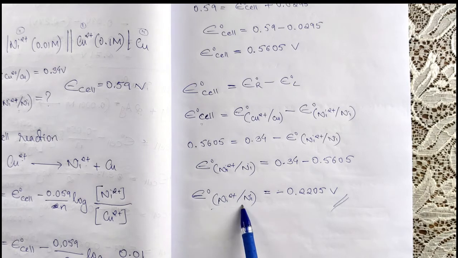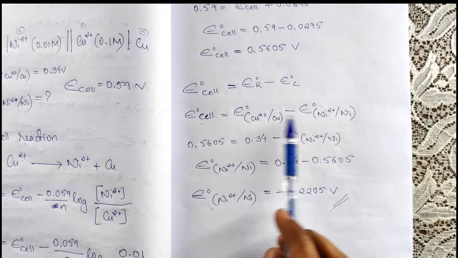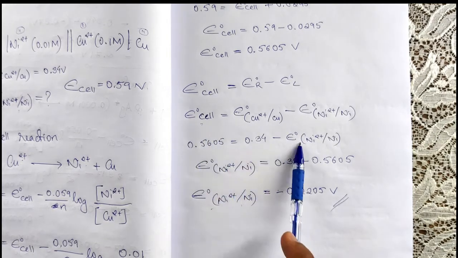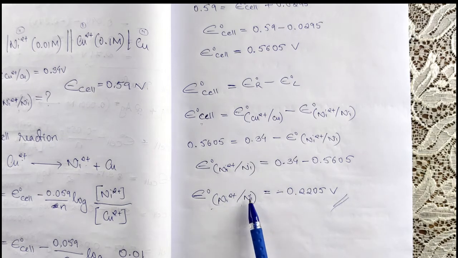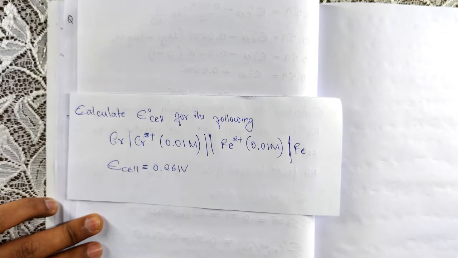So in order to find this one, we need E naught cell. Since if you don't have these two values, we cannot calculate this one. So first I calculate E naught cell, and then I put both their values, and then I get E naught Ni2 plus by Ni. So the most important step is, first you need to know how to write the cell reaction, and next you use the Nernst equation, and then you can easily solve depending on whatever is given and what you're supposed to find. So now again, let's solve the next problem.